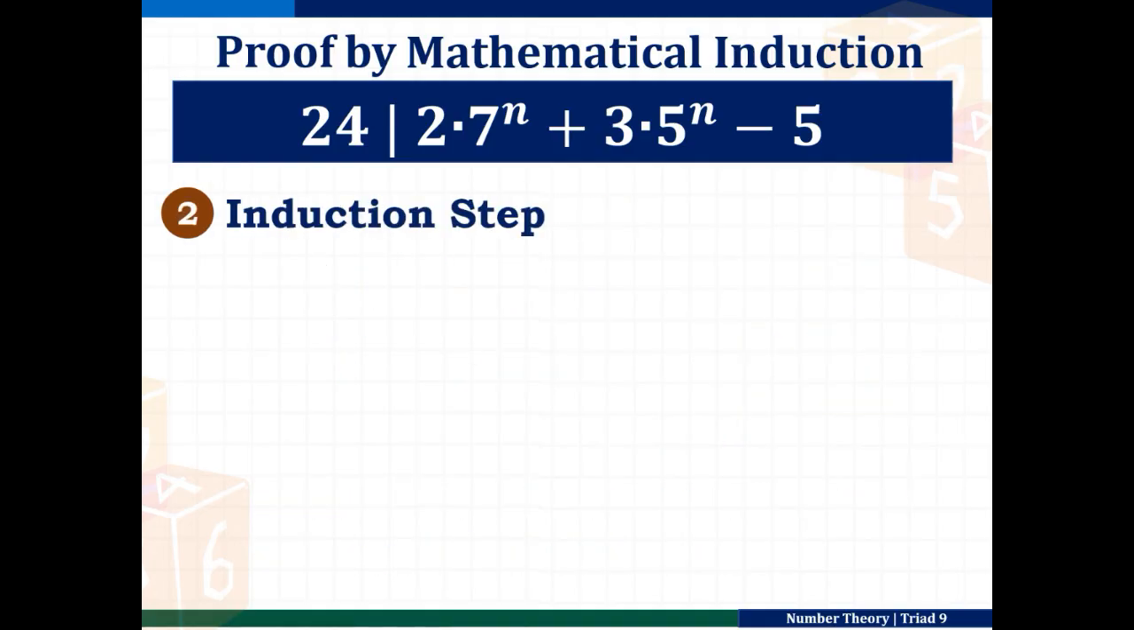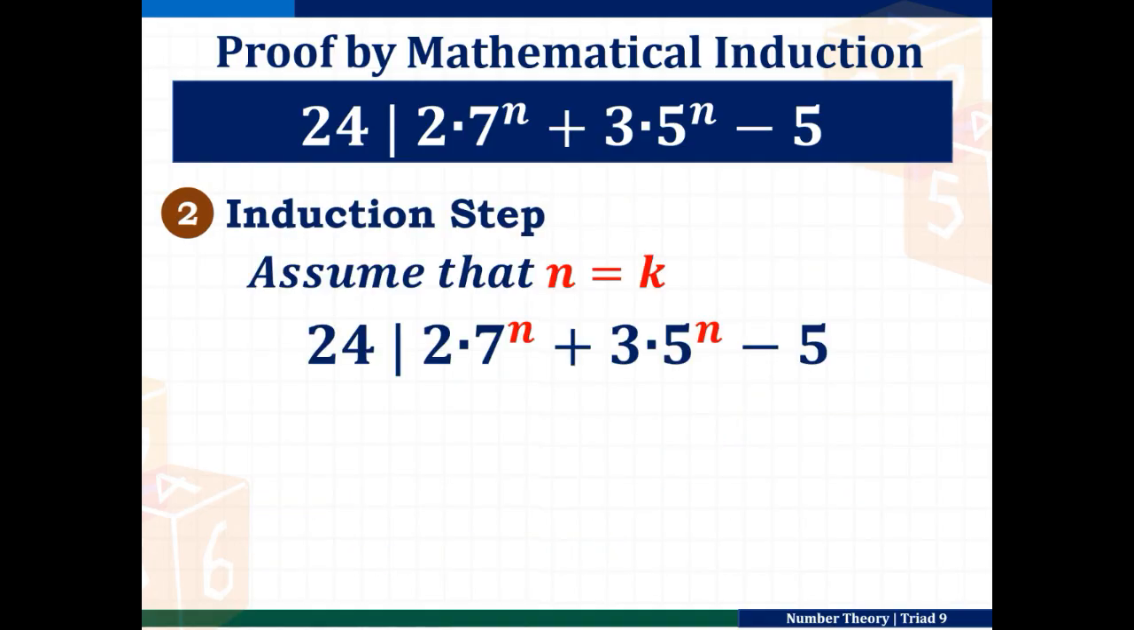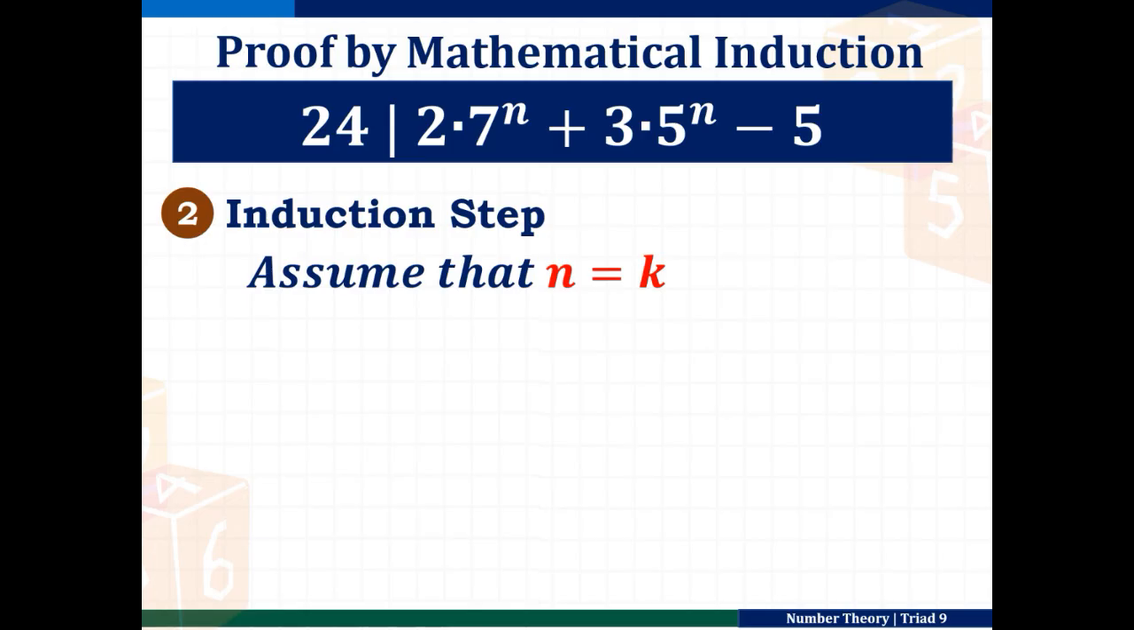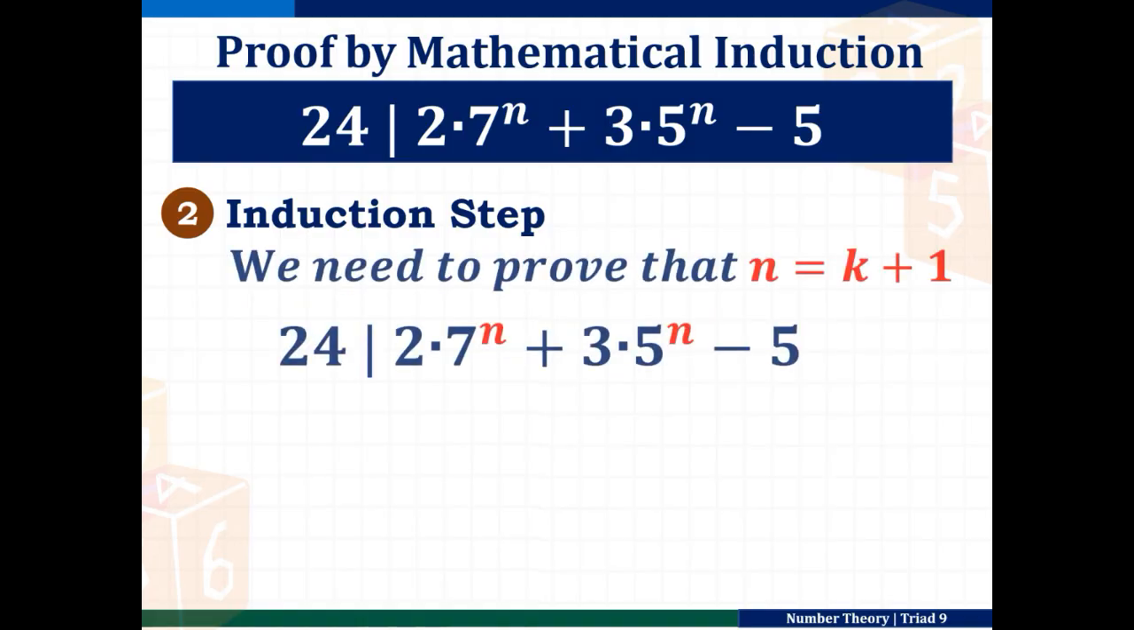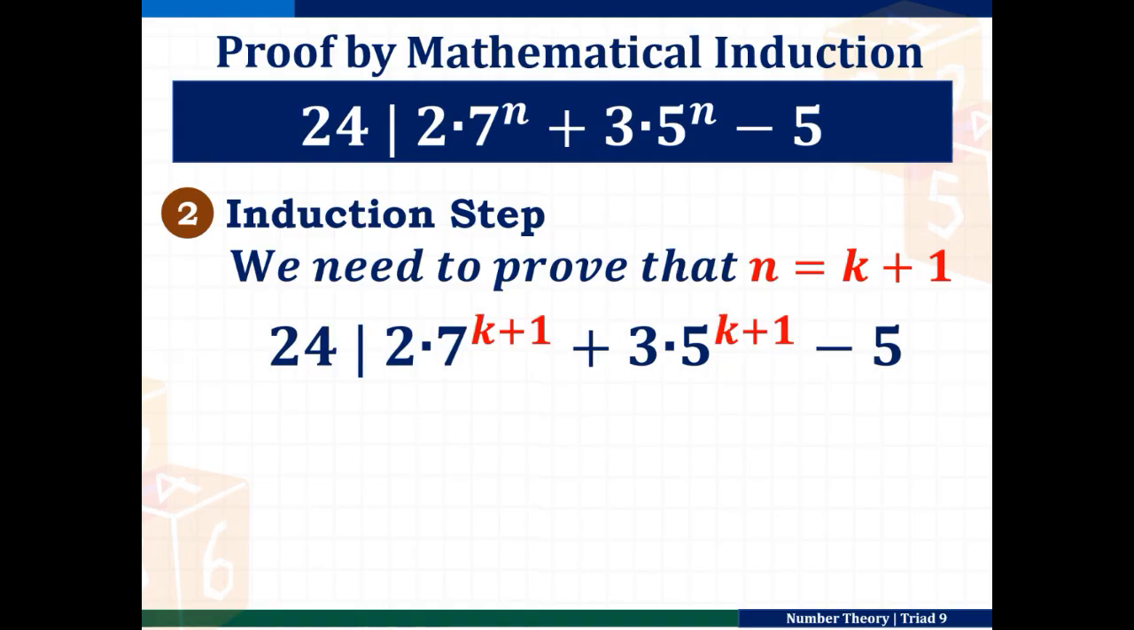Since the base case is true, for the induction step we are going to assume that this statement is true for some positive integer n equals k, that is, 24 divides 2 times 7^k + 3 times 5^k − 5. Next, we need to show it is true for n equals k plus 1. So we are going to prove that 24 divides 2 times 7^(k+1) + 3 times 5^(k+1) − 5.